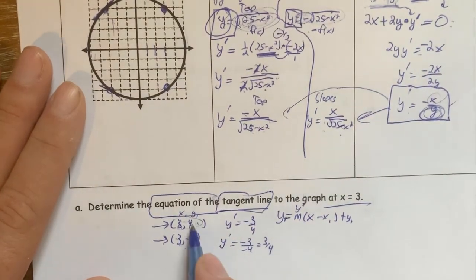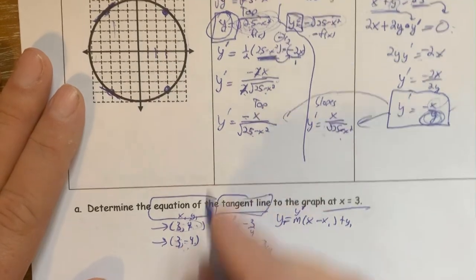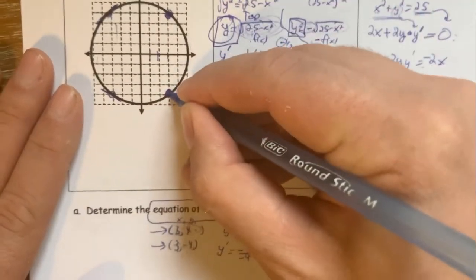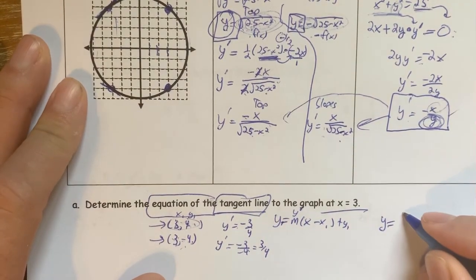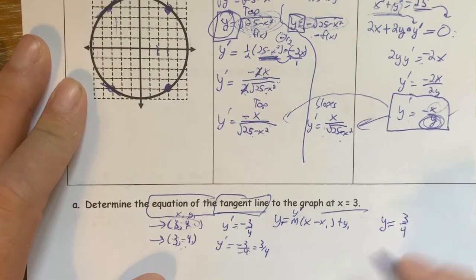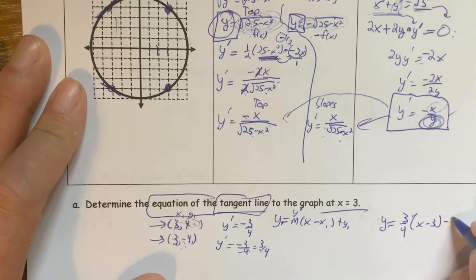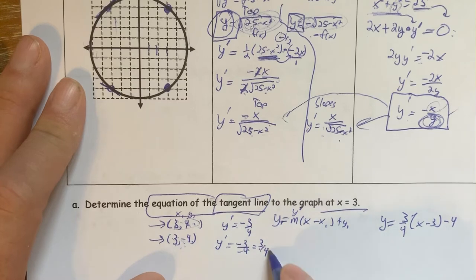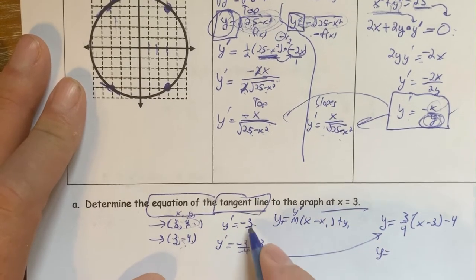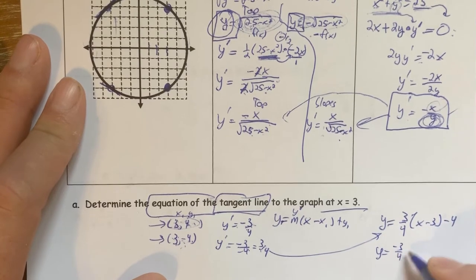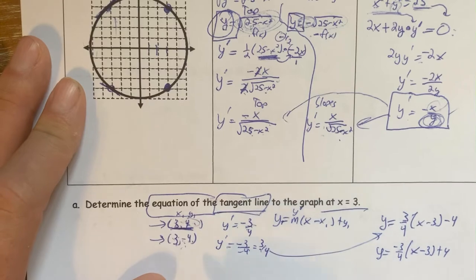So here is your point and your slope. There's actually two different points and slopes depending on which one of the points you want to pick at x equals 3. And the equation, of course, would be y equals 3/4 times x minus 3 minus 4, if I'm doing this one. Or if I choose this point, y equals, the slope would be negative 3/4 times x minus 3 plus 4, because I would use this point that goes with it.